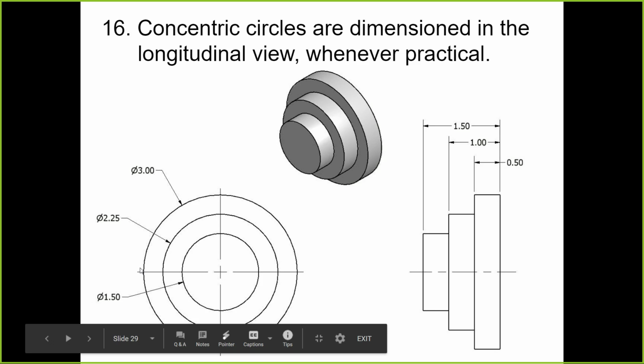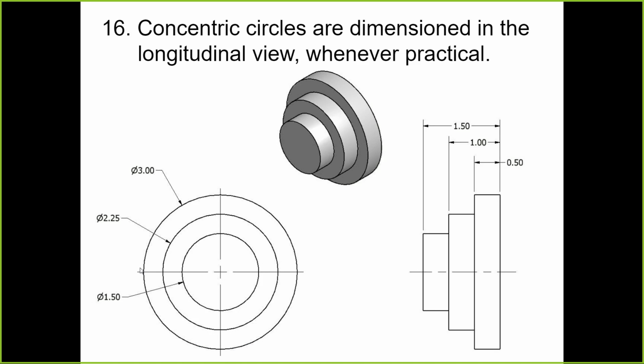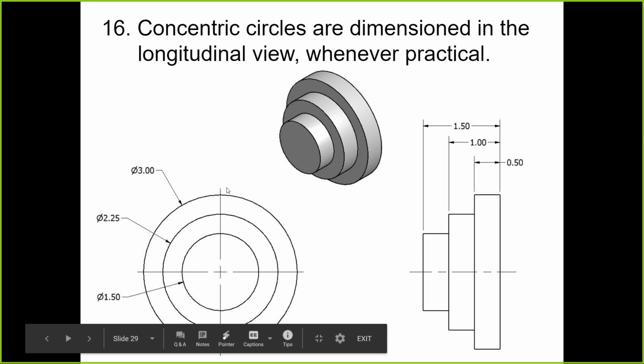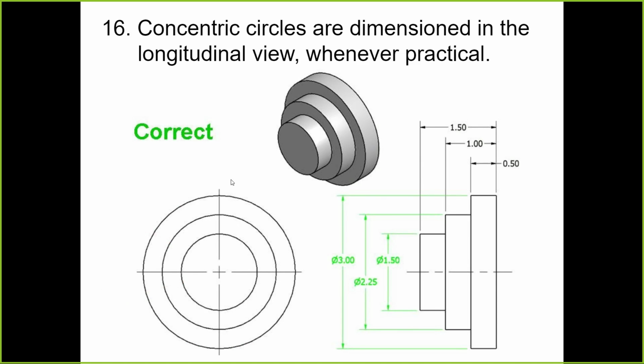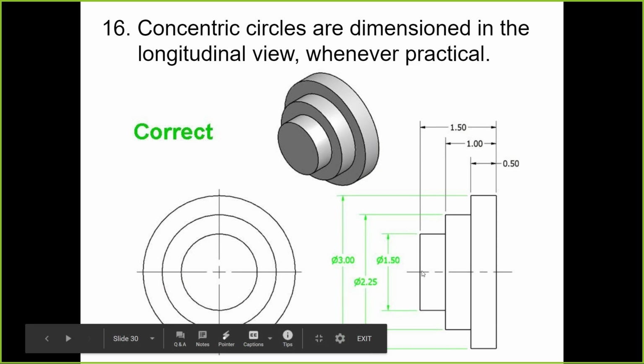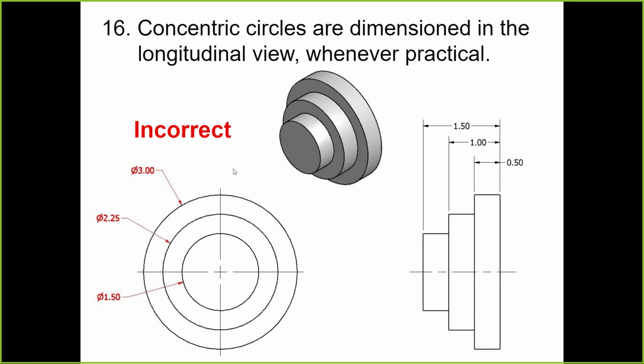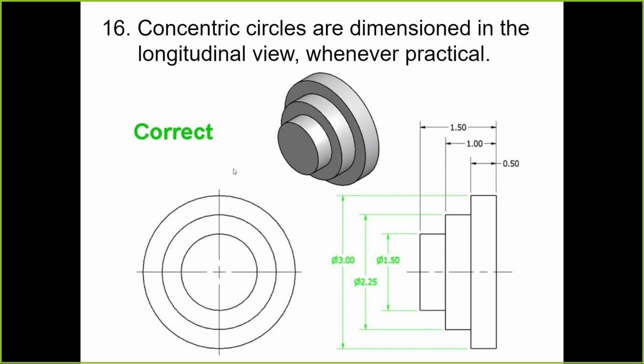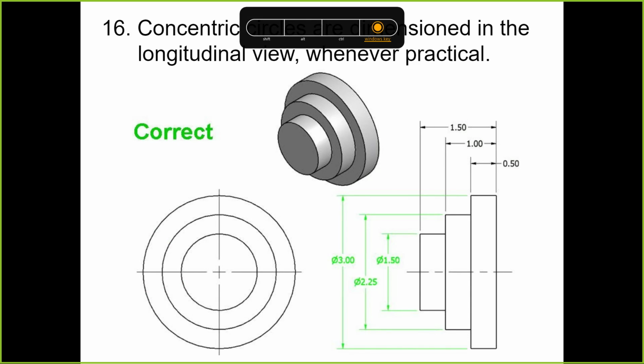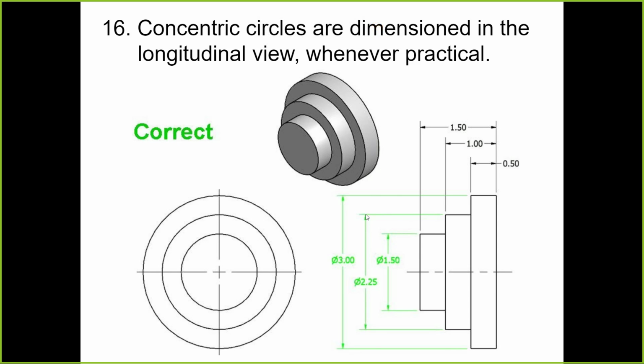16. Concentric circles are dimensioned in the longitudinal view whenever practical. Okay? So, incorrect. Correct. So if it's possible, say how big the circles are from these views if possible. So not from the other one. So don't do it from this view like that. Point to how wide those circles are, the diameters. Point to them using this method over here.